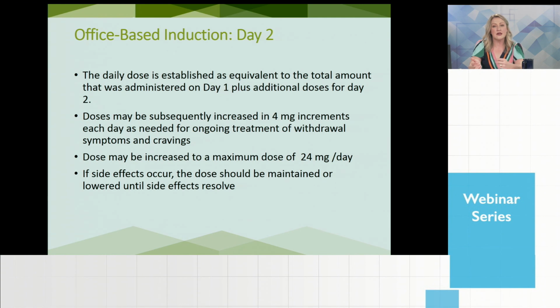If you don't feel comfortable going to 24 on day 4, that's okay too. You can have somebody get to 12 milligrams on day 1, give them a week at 16 milligrams, and then have them follow up in your office. And that's a perfectly reasonable approach, particularly if you're new to prescribing.